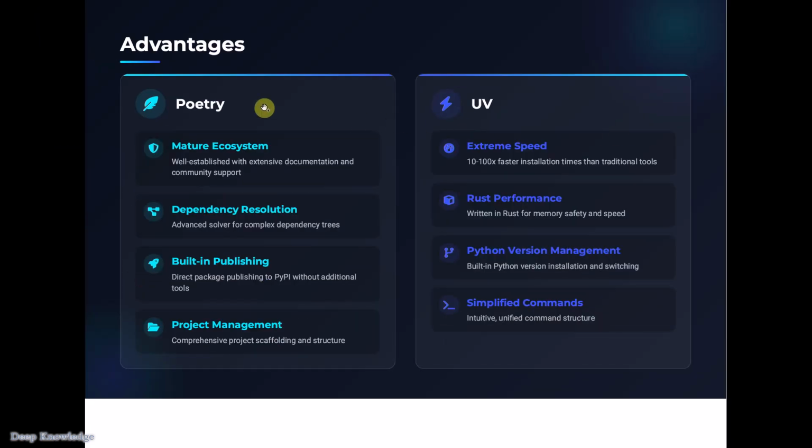And let's see the advantages of Poetry and UV. Poetry has a strong, well-established ecosystem and powerful dependency resolution. It provides built-in publishing and excellent project support, making it ideal for structured long-term projects. And UV's main advantage is speed. Installation can be dozens of times faster than traditional tools. It also includes Python version management, intuitive commands, and highly efficient caching due to the Rust language.